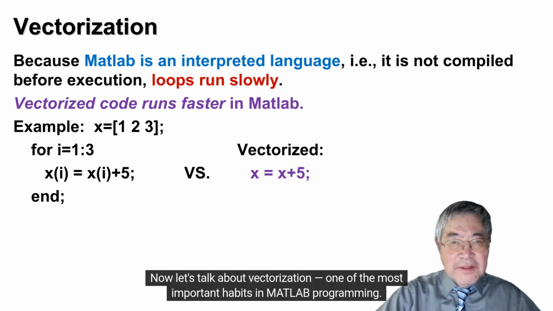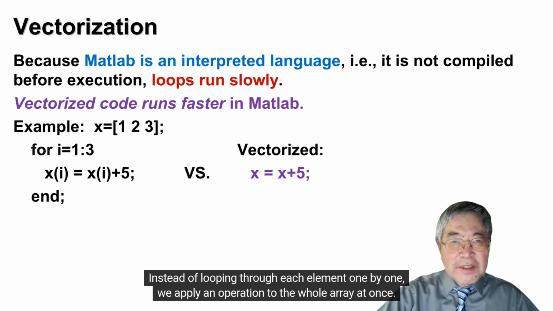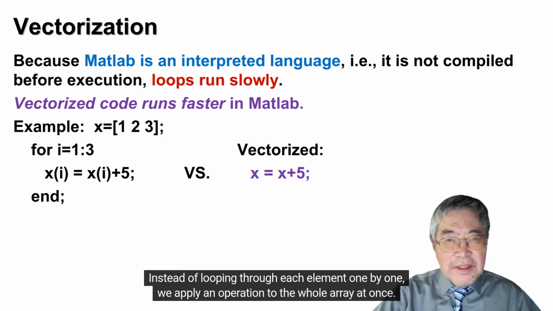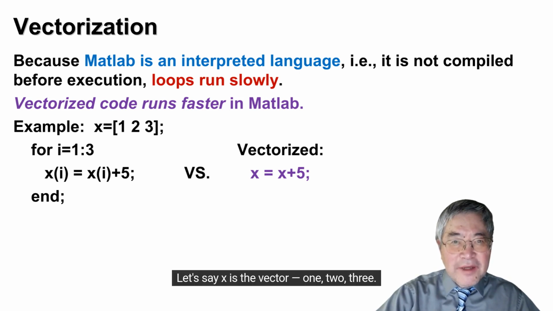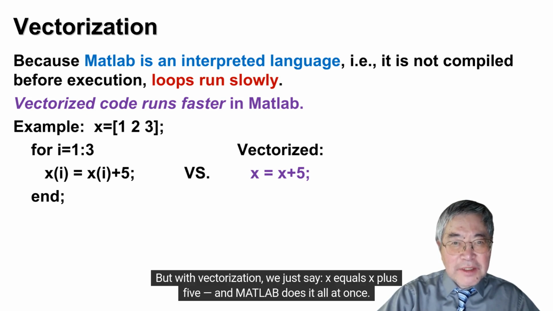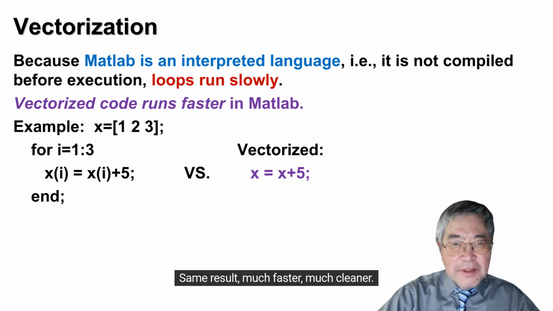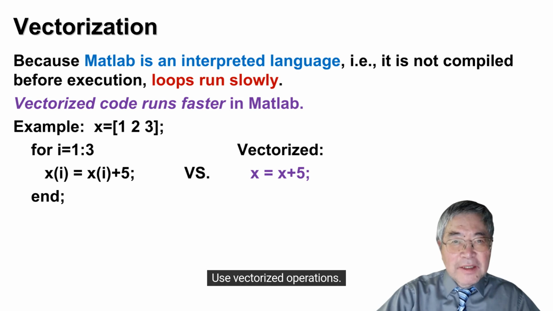Now let's talk about vectorization, one of the most important habits in MATLAB programming. Here's the idea. Instead of looping through each element one by one, we apply an operation to the whole array at once. For example, let's say x is the vector 1, 2, 3. Using a loop, we would add 5 to each element one at a time. But with vectorization, we just say x equals x plus 5, and MATLAB does it all at once. Same result, much faster, much cleaner. Whenever you can, avoid loops. Use vectorized operations. MATLAB is built for that.